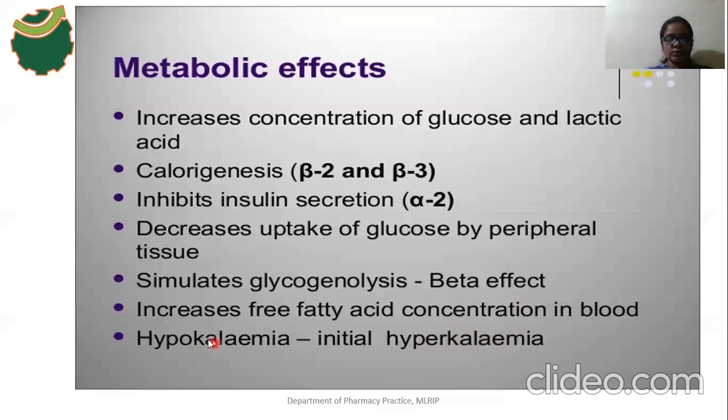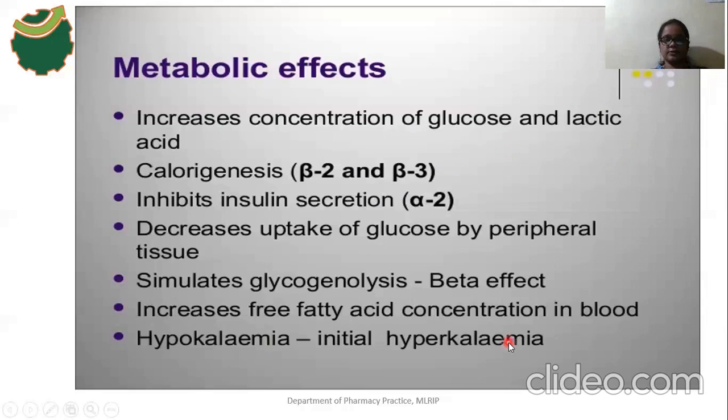This hypokalemia occurs due to enhanced uptake into the skeletal muscles as well as the liver. Enhanced uptake of what ions? Potassium ions into the skeletal muscles and into the liver. First the transient hyperkalemia occurs and it is followed by hypokalemia. Hyperkalemia, meaning an increase in the levels of potassium, occurs due to initial release of potassium from the liver, and hypokalemia occurs due to enhanced uptake of potassium into the skeletal muscles and liver. So these are the metabolic effects of adrenergic drugs.